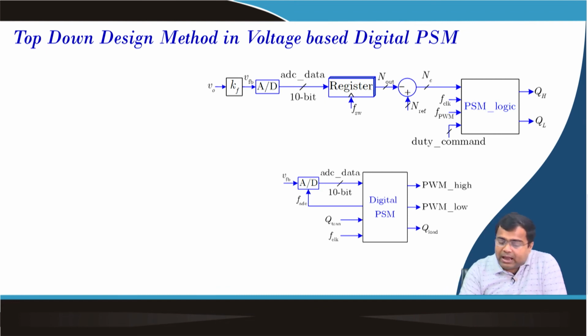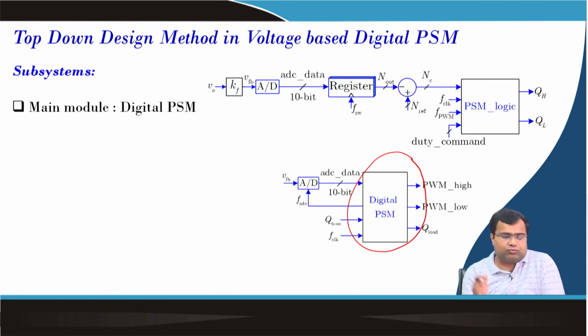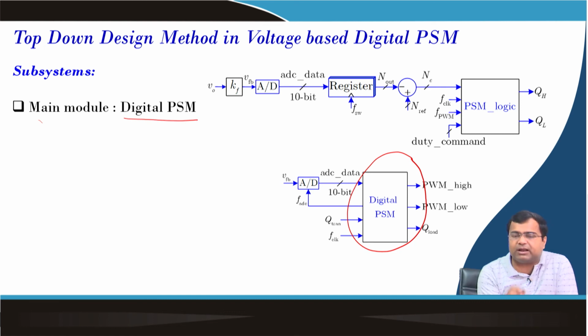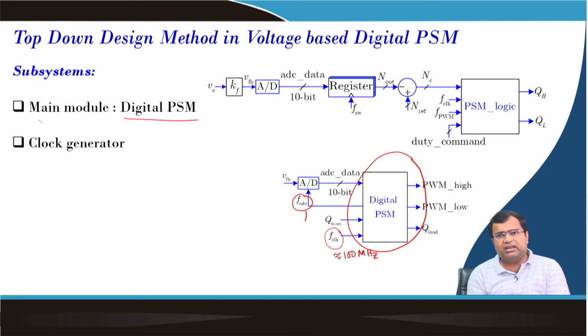So, we have to make this module, that means this is my overall module and we have to do a top down design. So, the main module will be digital pulse skipping, and this module requires a clock generator to generate the clock for the ADC, and this will take the input clock as the F clock, which for our case is a 100 megahertz clock. The ADC clock is up to you.